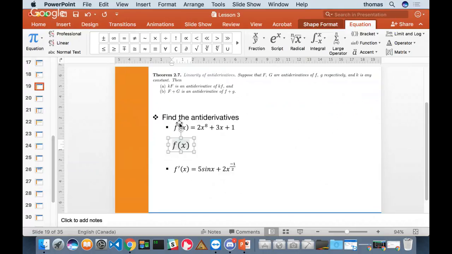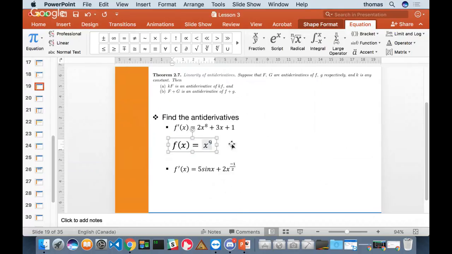Once you get this, f prime of x, I want to find f of x. That's what I'm finding in the antiderivative. And I want to look at the next value. So I want to find the antiderivative of 2x to the 8. That's a weird value. What am I going to do first? I'm going to write that term first, like x to the 9.